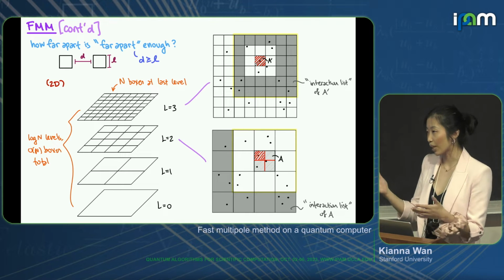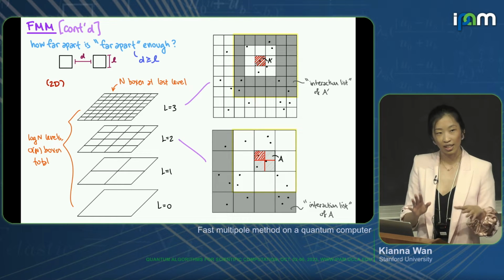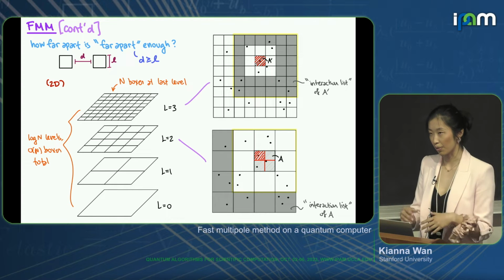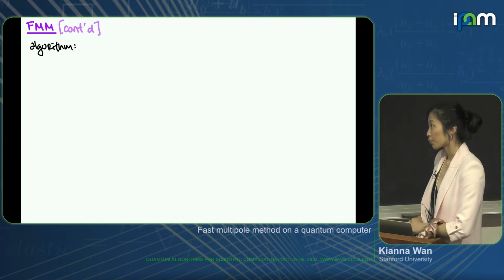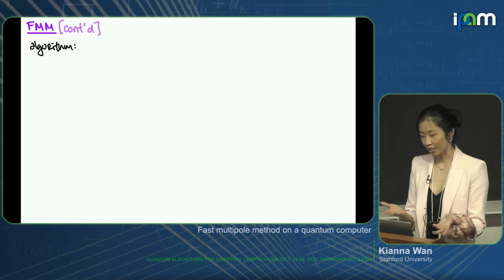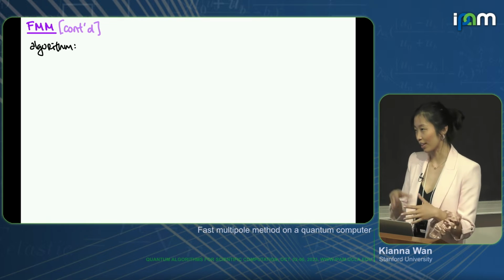And we continue in this way until we reach the very last level, where all we have left to do are the nearest neighbor interactions, and then we just compute those directly.